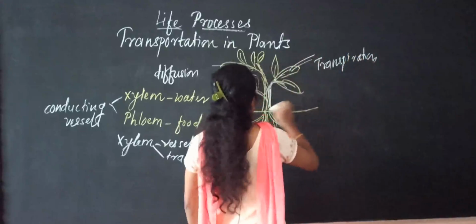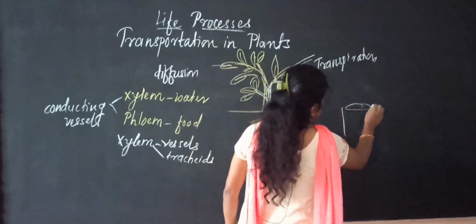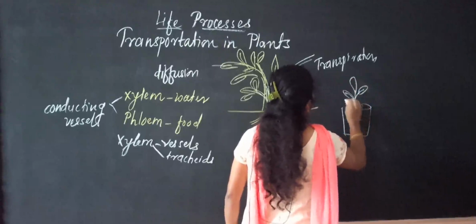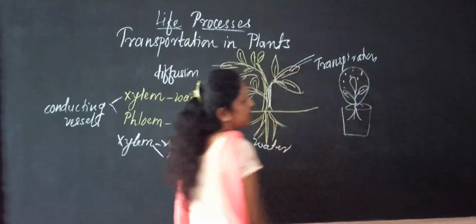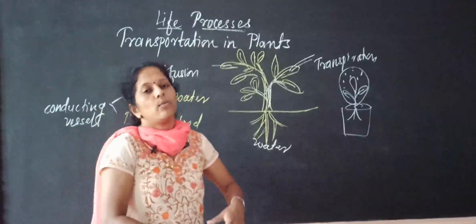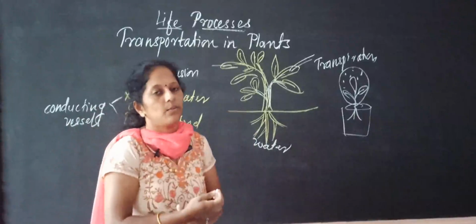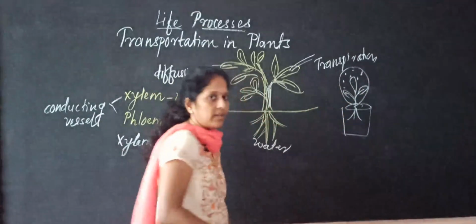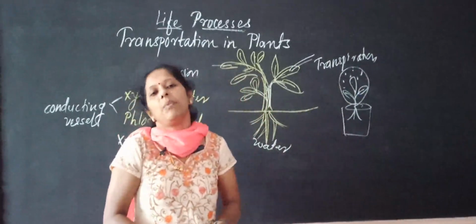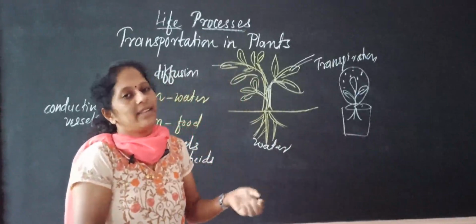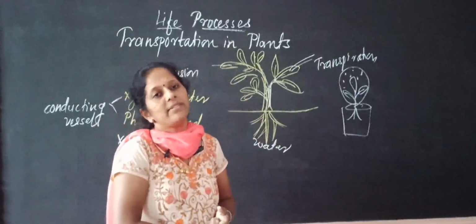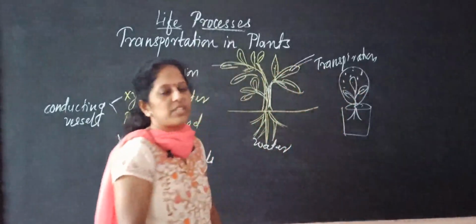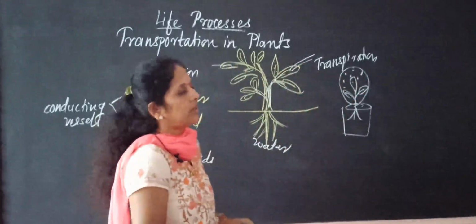As I told you, one plant was covered with plastic. That plastic has water droplets because of transpiration, the evaporation of water, and the droplets stick to the polythene bag. Whenever there is excess water in the plant body, it comes out through the stomata, the open pores present on the leaves.